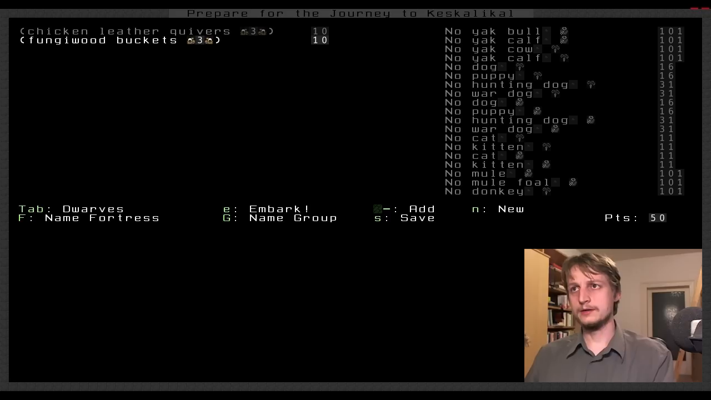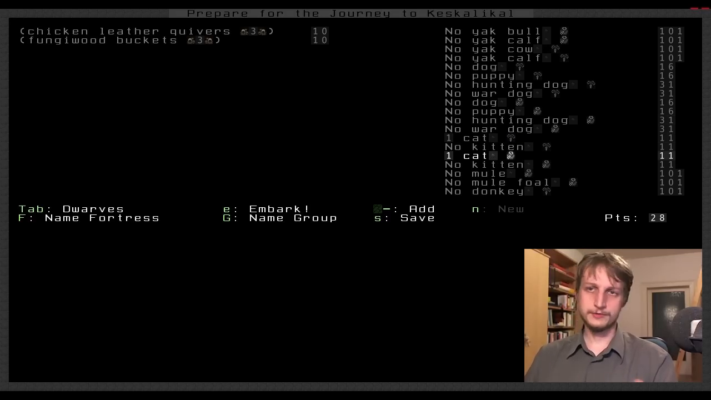This is usually how I configure my dwarves, but it's almost always these jobs and skills, carefully assigned relative to their native characters. And I like to take a couple of cats, because they take good care of the vermin. And we have 28 points left. What to take for 28 points?